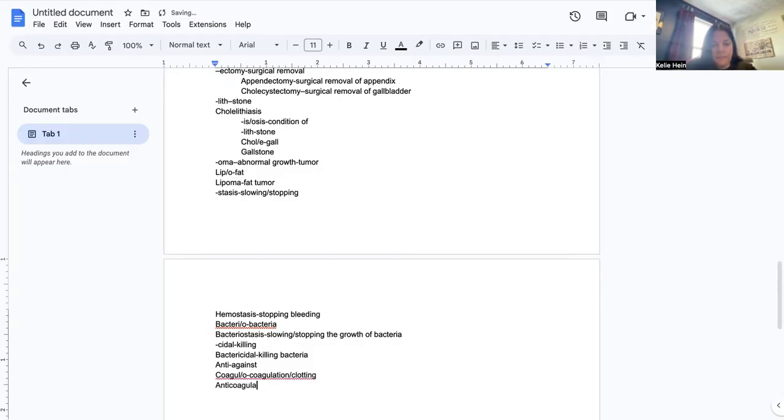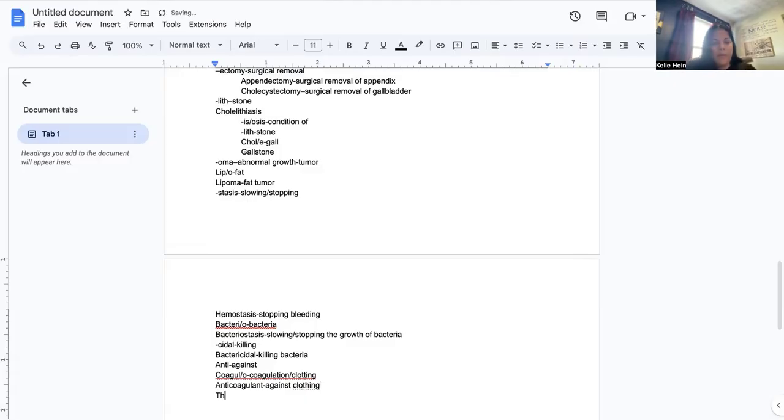Anticoagulant, against clotting. Okay. Now, we're not stopping the clotting completely, right? That would be bad. We'd never reach hemostasis. We'd have a problem, right? But we want to slow the clotting down for whatever reason. Maybe they have a history of a stroke. Maybe they have atrial fibrillation, right? And we don't want them to clot as much as fast, okay?